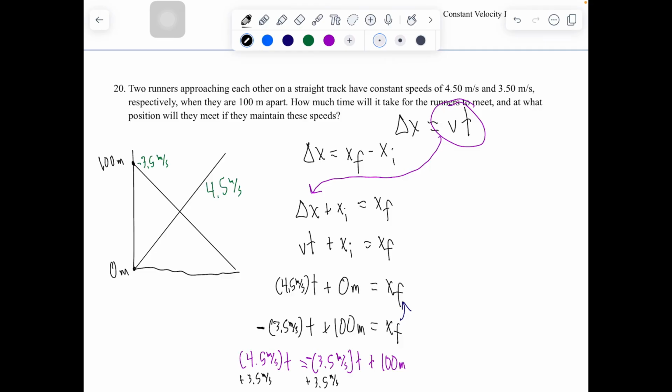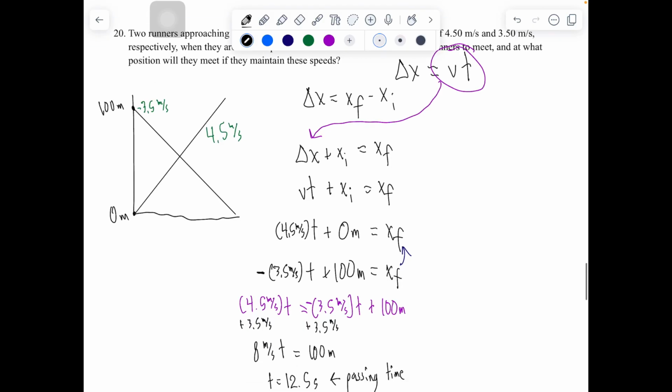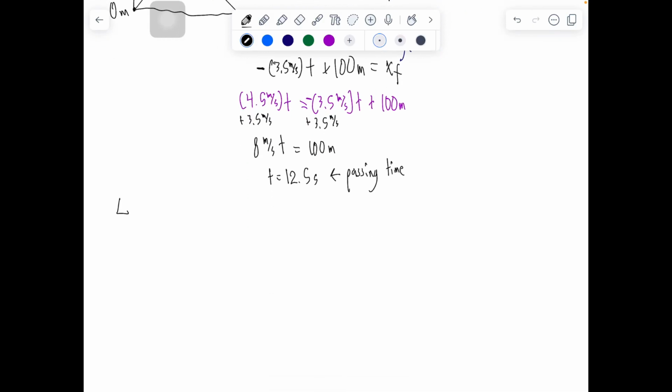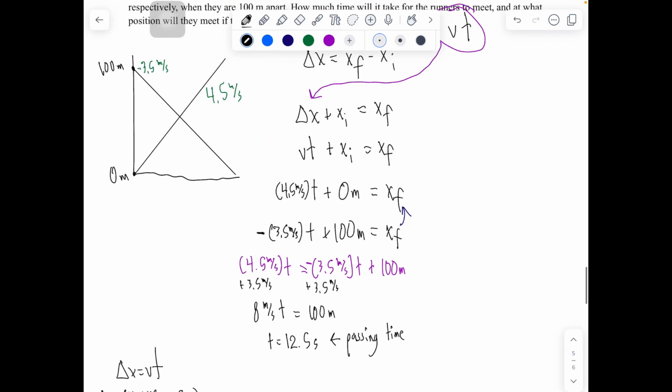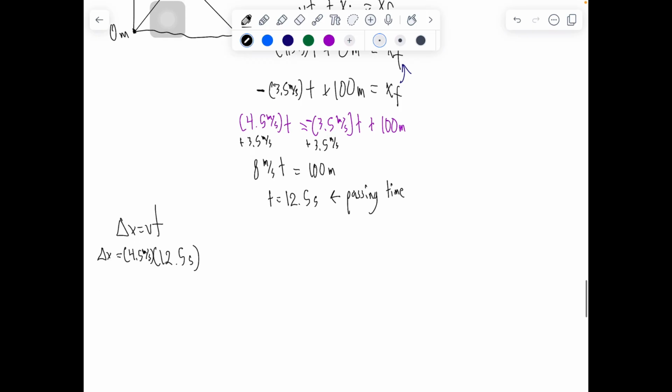Now to find out the location, we just have to take that time and plug it in with one of our velocities. So take our delta x is equal to velocity times time. The passing time is 12.5 seconds. That's when they're at the same location. Plug in a velocity of 4.5 meters per second. Multiply those, and we will get the displacement of that object moving at 4.5 meters a second, the one that starts at 0, to be 56.25 meters. This is the distance from your 0 position.